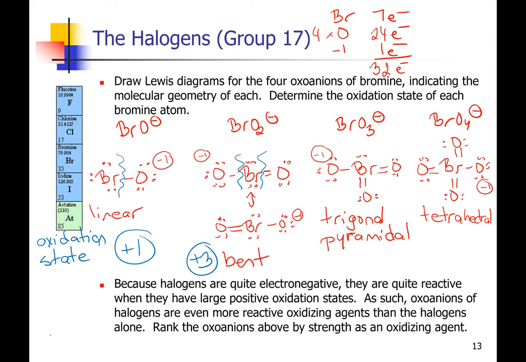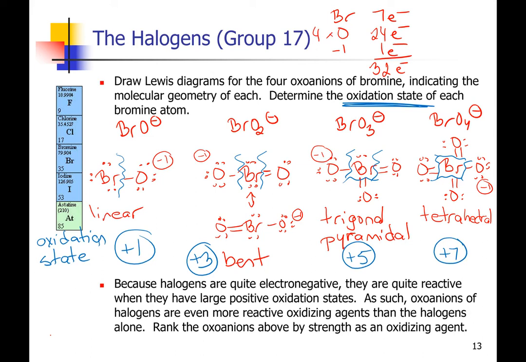Do the same thing for bromate. And now my bromine only has 2 electrons left, which is 5 less than the 7 that a neutral bromine atom would have. And so that's an oxidation state of +5. And do the same thing for the perbromate ion. Nothing left on the bromine. That's 7 valence electrons less than a neutral bromine atom would have. And that is an oxidation state of +7.